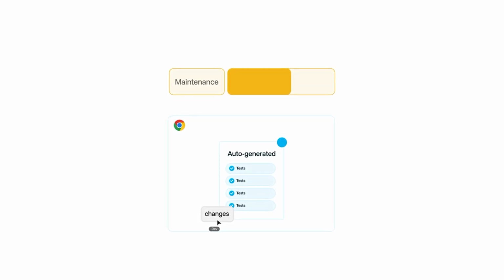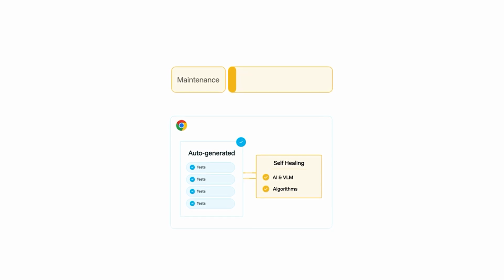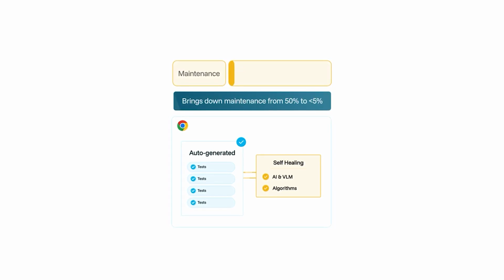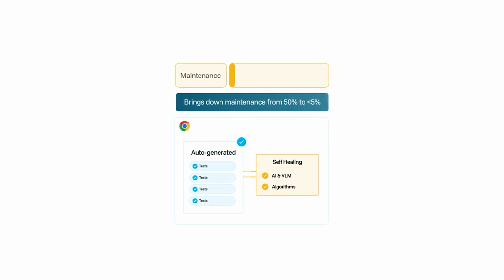Muffins combines classical algorithms with vision-based LLM intelligence to deliver self-healing automation. That's why maintenance drops from 50% to less than 5%.